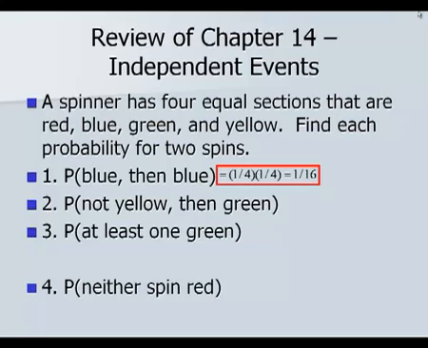Number 2, the probability of not getting yellow is 3/4. The probability of getting green is 1/4, and you want both of these events to occur, so you're multiplying. 3/4 times 1/4 is 3/16.